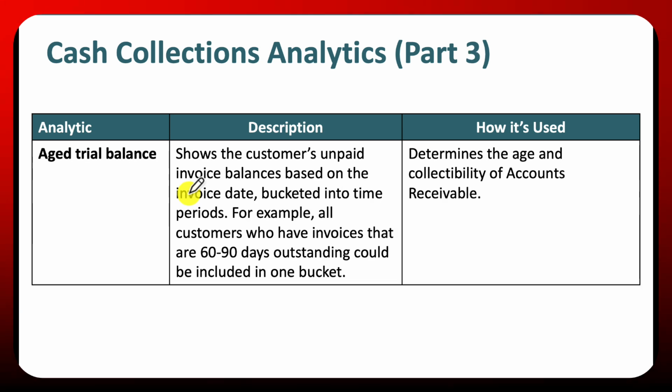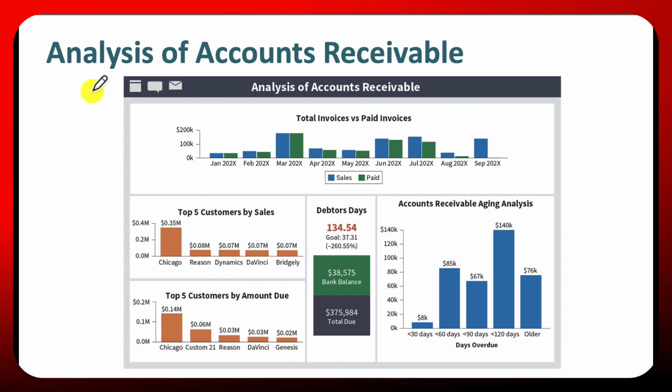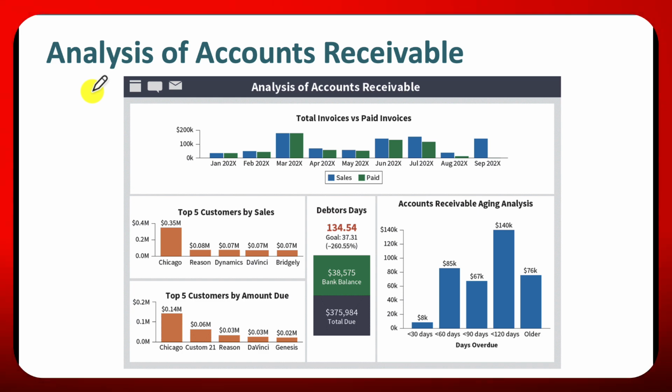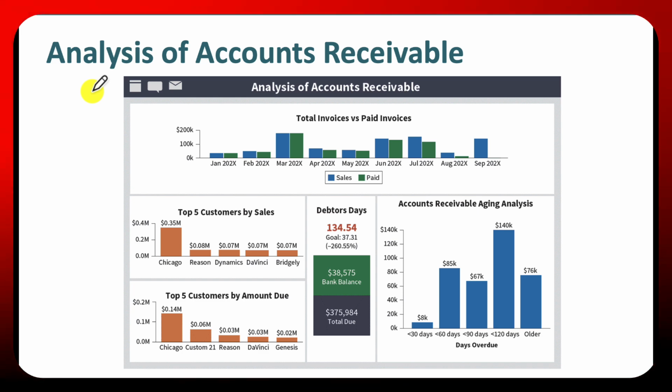We might look at the aged trial balance. Again, this is one of probably my favorites. I would look at this regularly, but nothing is better than an analysis of accounts receivable in a dashboard that could include metrics like aging summaries and comparing total sales invoices to paid invoices, or the top 5 customers by sales or amounts due. And so this concludes our lecture.